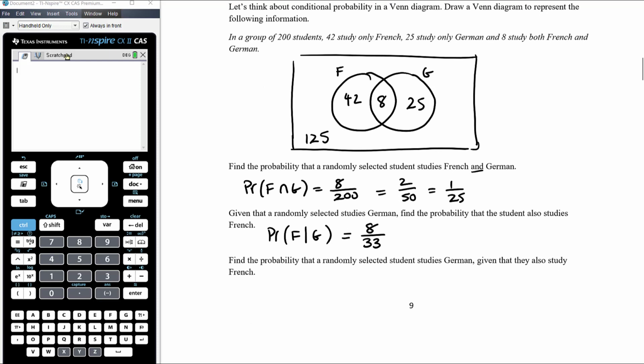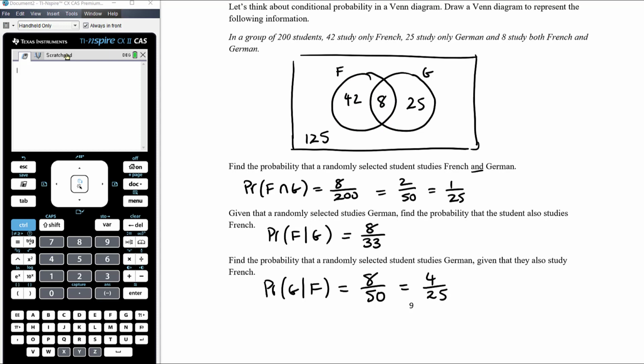Find the probability that a randomly selected student studies German given that they also study French. So the probability that they study German given that they study French. Given that they study French, that's your sample space shrinker. Given that we know they are one of these people that studies French, they're one of those 50 people that study French. 8 out of those 50 people also study German. Okay, so that's 4 out of 25 in simplest form.